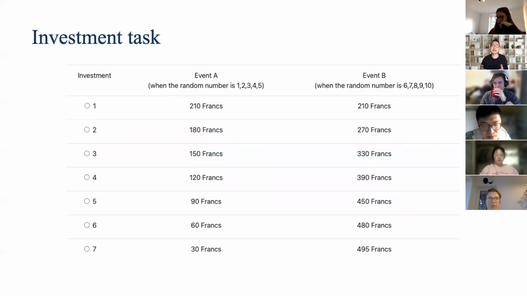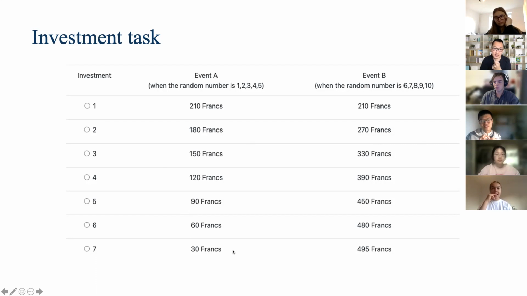And then we have this investment task. Basically you have 7 investment opportunities, and the outcome of the investment will be random. It depends on a random number drawn by the computer. With 50% probability, you receive one outcome, and with the other 50% probability, you have another event. As you can see here, different investment opportunities will give you different variance of the outcomes.